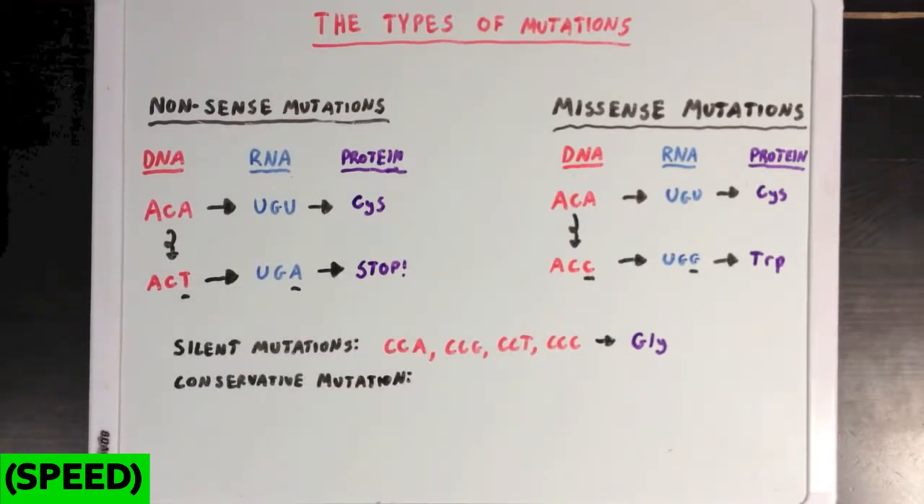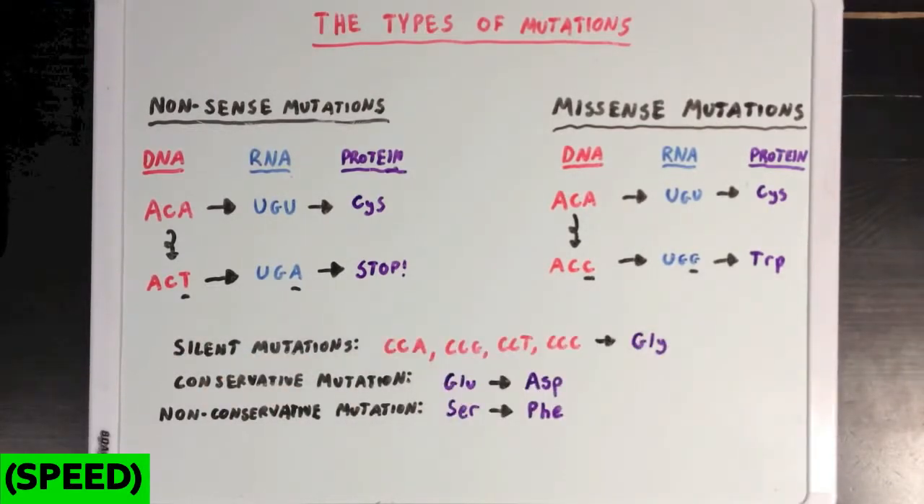Conservative mutations are where the new amino acid is of the same type as the original. So here I have a glutamate and an aspartate, which are both acidic amino acids. So a mutation that swapped out an aspartate for a glutamate would be a conservative mutation. Finally, a non-conservative mutation is one where the new amino acid is of a different type from the original. So here we have a serine amino acid, which is a small polar amino acid, being replaced with phenylalanine, which is a large non-polar aromatic amino acid. And this would be an example of a non-conservative mutation, since serine and phenylalanine are different types of amino acids.